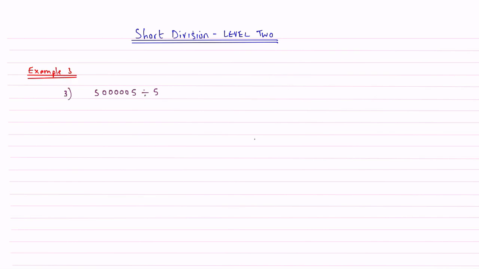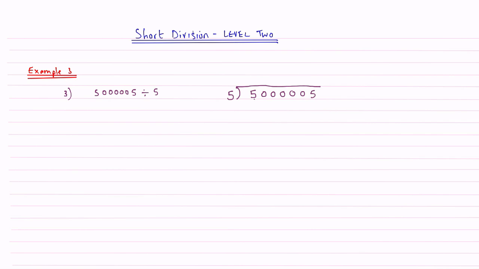And now we have a slightly longer example, so we can see how this works when there is more than one 0 in our question. So draw the curly brace. Draw a long line this time. So then we've got this number here. So we've got 5,000,005. So 1, 2, 3, 4, 5 zeros there. Then a 5 at the end. And we're dividing this by 5. So let's see how we use short division on this one.